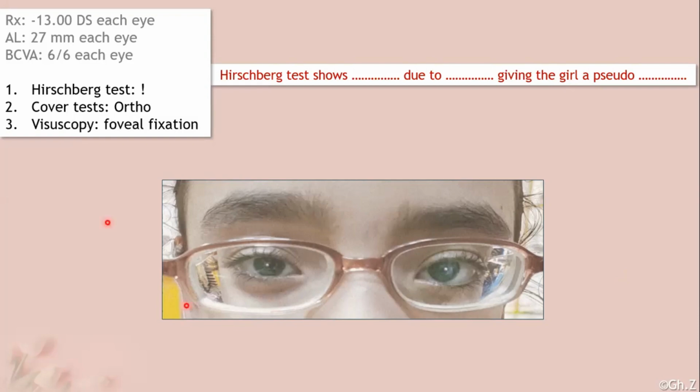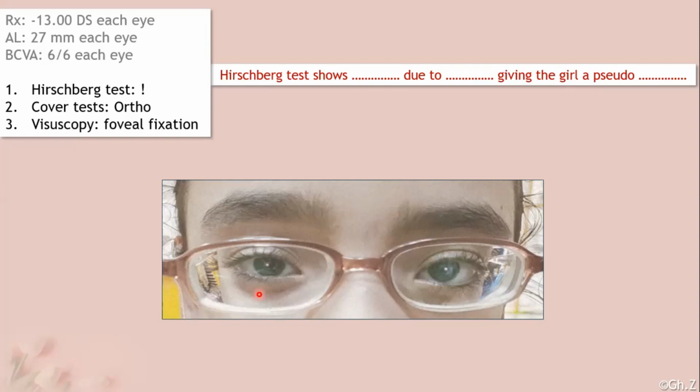Again, if you notice, the reflex here is a little bit decentered temporally in this eye and also in the left eye decentered a little bit temporally. So this is number one. Due to, yeah, exactly, due to negative angle kappa. All right. Giving the girl a pseudo what? When the reflex is decentered temporally, giving the girl a pseudo, which kind of squint? Yeah, so pseudo esotropia. So as I said right now, it's not enough to say the reflex is decentered. You have to say decentered nasally, temporally, up or down. So you have to specify the direction. And you have to specify which eye or in both eyes.